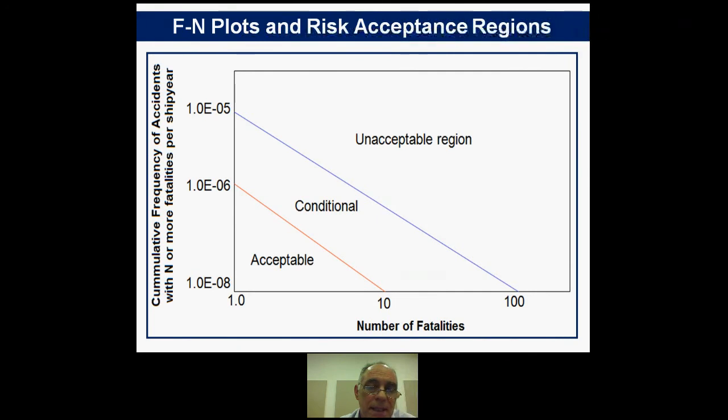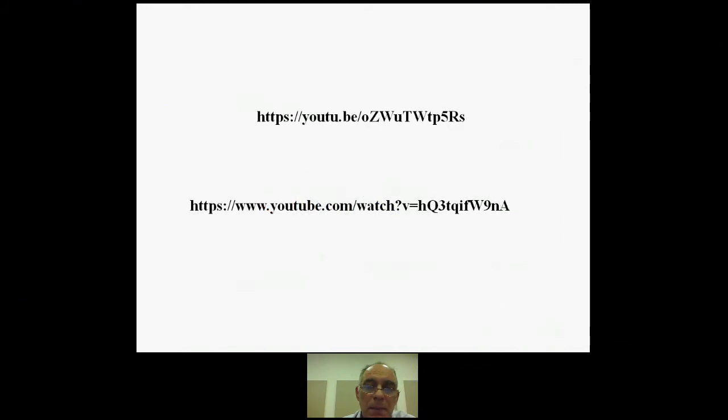So we can distinguish the unacceptable region. The alarm region here is termed conditional because, as we said, the as low as practicable risk, controlled risk, is a conditional risk subject to effectiveness of the control or costs and critical parameters of that kind. And then we have an acceptable region as well. Now, there are some examples here of some LNG explosions, but I don't think it's very interesting to look at it now, probably later.